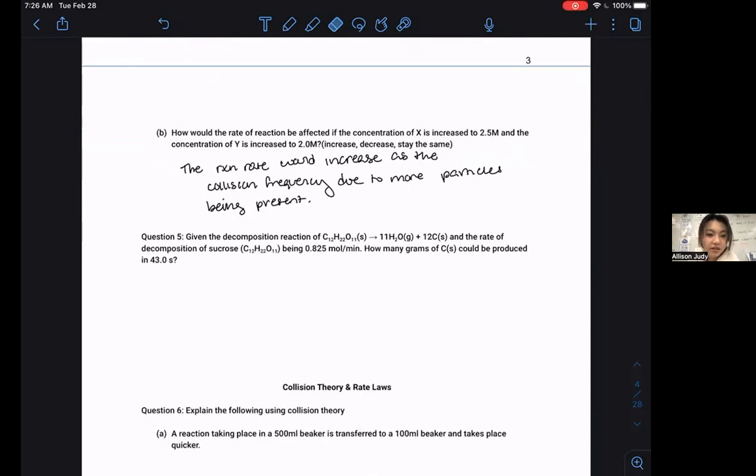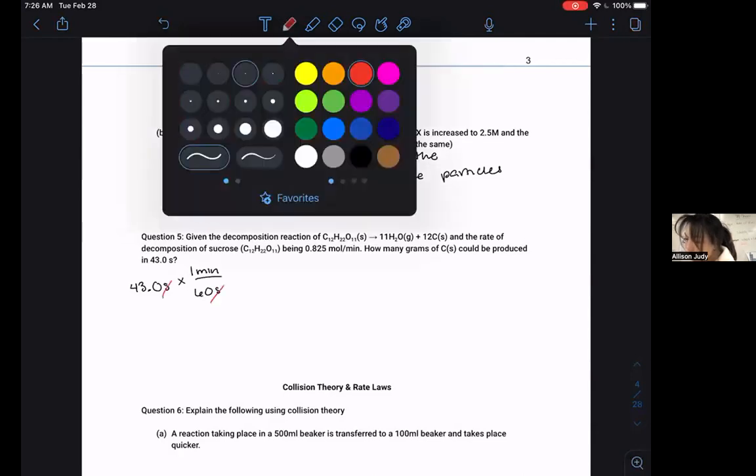The big thing to keep in mind is that we're told we have 43 seconds as our time limit. Now, our rate is given in minutes, so let's convert 43 seconds to minutes. There's 1 minute in every 60 seconds. Now we are in minutes.